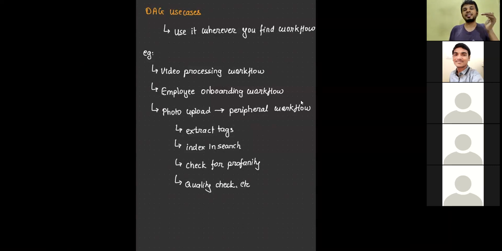Another thing is, let's say with the Instagram example that we saw, once the photo is uploaded, do a plethora of things, like extract tags out of it, index it into search, check for nudity and profanity in the picture if needed, then do some quality checks, like whether this photo was of good quality or not. Once the photo is uploaded, you want to trigger a bunch of jobs, right?